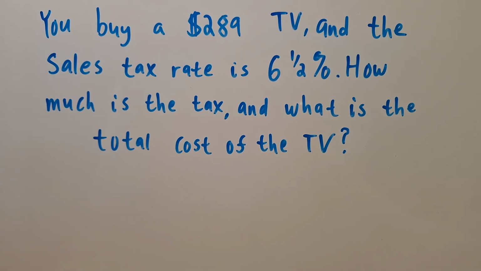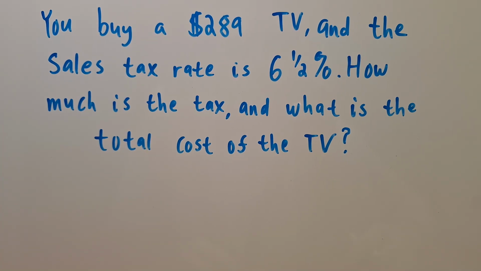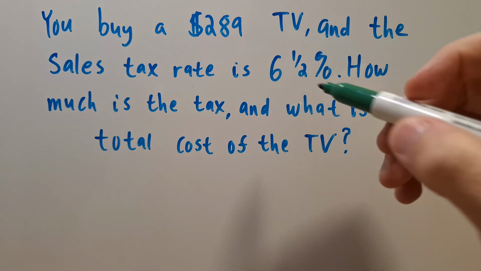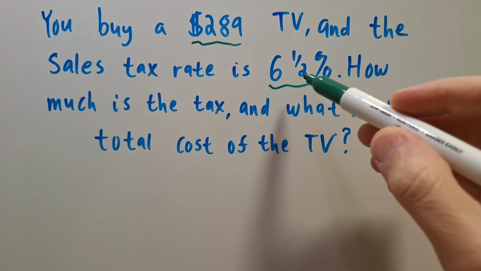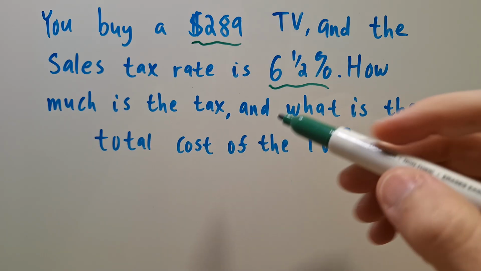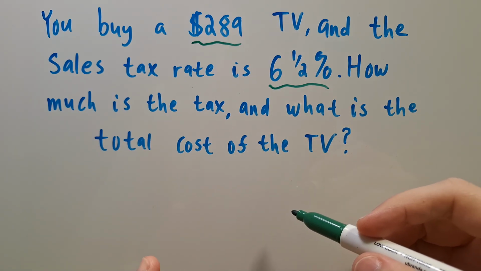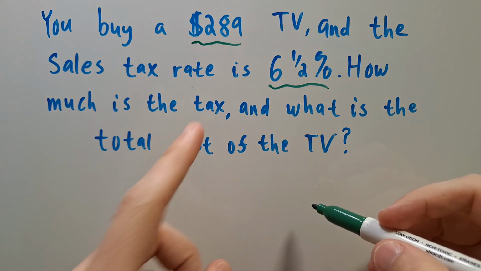Suppose you buy a $289 TV and the sales tax rate is 6.5%. How much is the tax, and what is the total cost of the TV? So we have the cost of the item we're dealing with, as well as the tax rate. So the first thing we're going to do is we're going to find the tax.